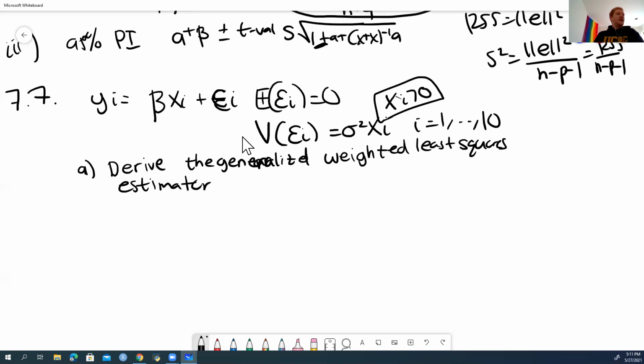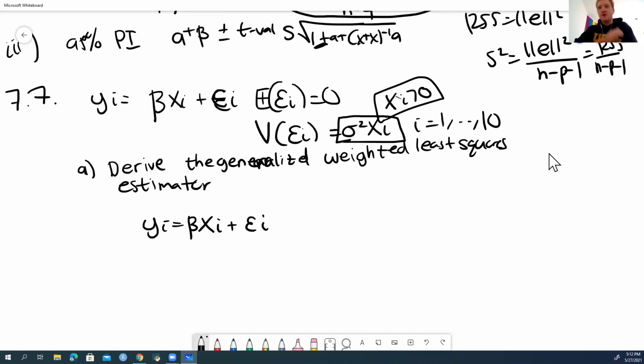Remember that yi is equal to beta xi plus epsilon i. And this is a problem because usually, what do we assume? We usually say the expected value of epsilon i is equal to 0, and the variance of epsilon i is equal to sigma squared. But in this case, we don't have that. The variance of epsilon i is different, so we need to fix this.